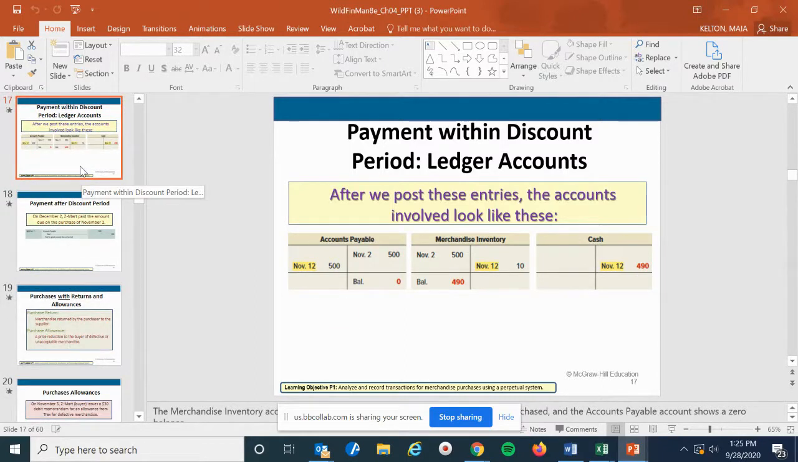So is it good for companies to take advantage of those discounts? What do you guys think? Yeah, absolutely. It's always good to pay a little less, right? No matter how small the discount is, it's always a good idea to take advantage of it. So why would there be a reason for a company not to take advantage of a discount? What could be a reason for them not to do that?